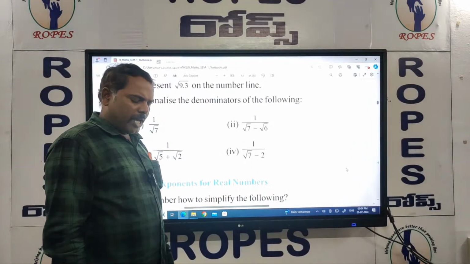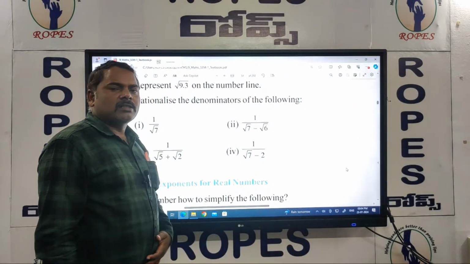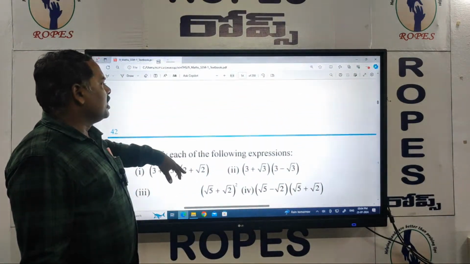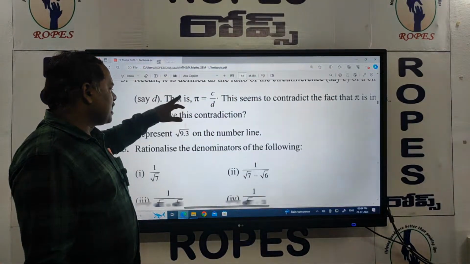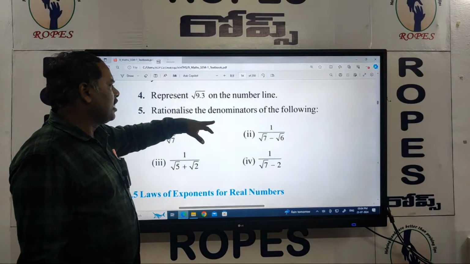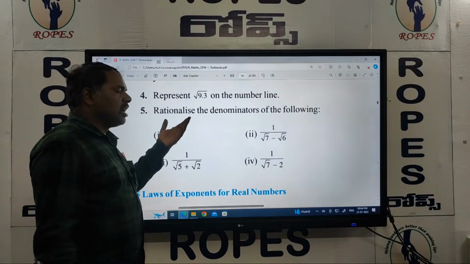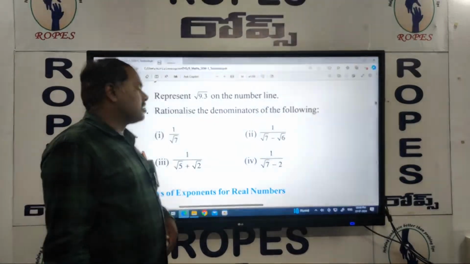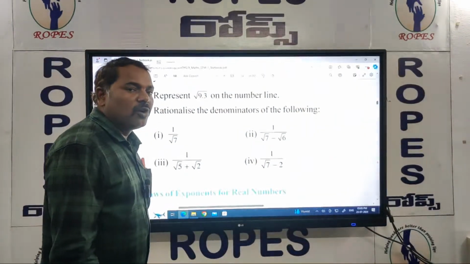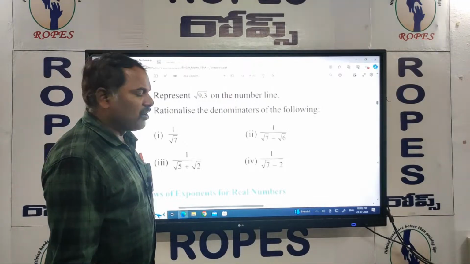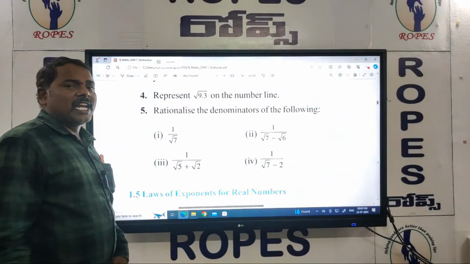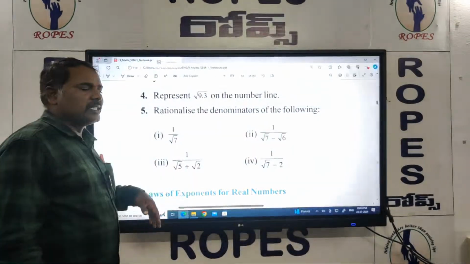So today in ninth class maths, in last class we discussed exercise 1.4. In the number system, exercise 1.4 questions up to 4 we completed clearly, and in this class we will complete exercise 1.4 question number 5. After completing that, we will go to exercise 1.5. In this one, we will see how to rationalize the denominators of irrationals.